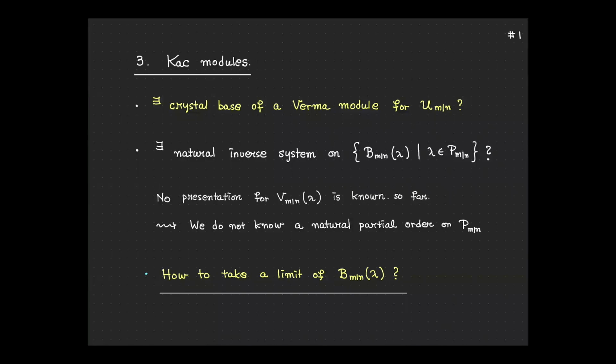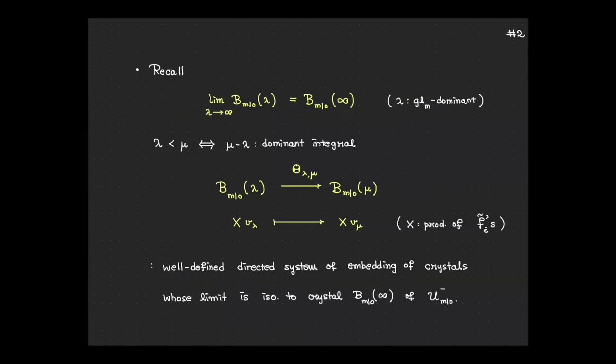So let me briefly remind you what can actually be done in the case of GLM. Let's consider only GL(m|0), so just the crystal for GLM. Then for two dominant integral weights, say lambda and mu, we can think of a partial order where mu is greater than lambda when the difference mu minus lambda is a dominant integral weight.